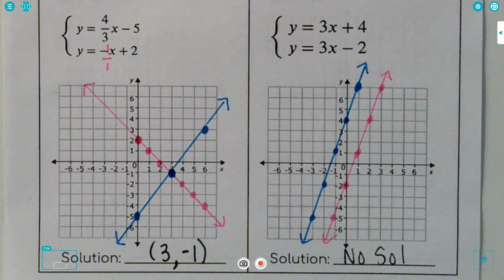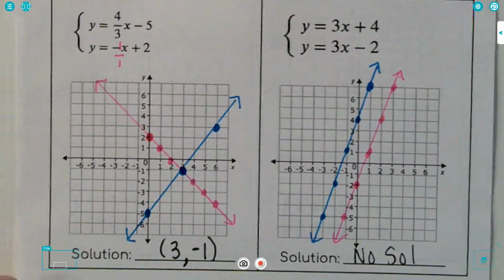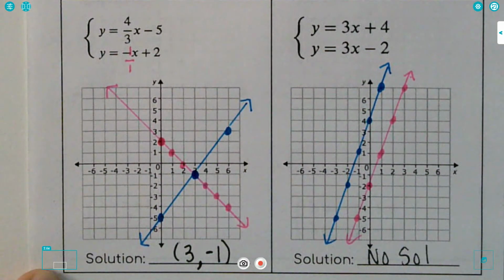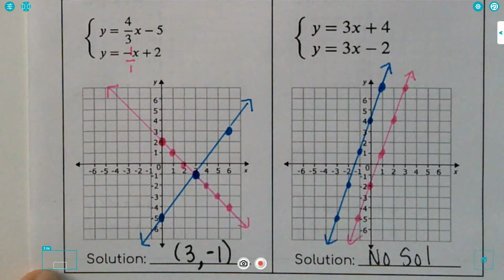Okay. Any questions about either of those examples? Okay, flip this over then. We've got 2 more on the back.